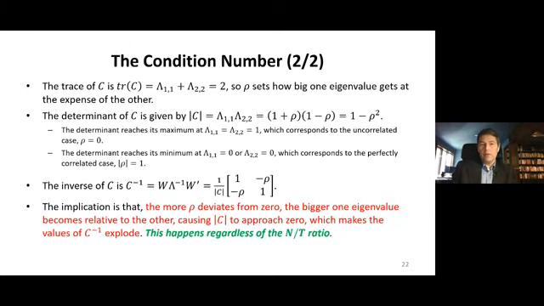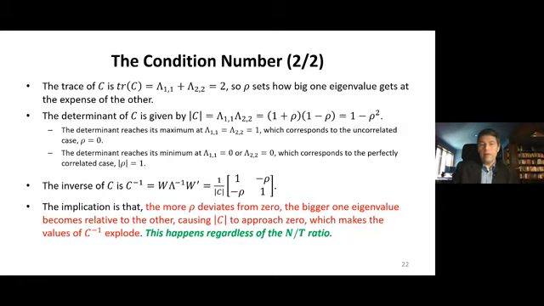Now, as you know, the trace of the correlation matrix must be 2, right? The sum of the diagonal elements must be 2, 1 plus 1. But it also must be equal to the sum of the eigenvalues. So we know for sure that lambda 1 plus lambda 2 must be equal to 2. This means that when we have one eigenvalue that grows, it can only grow at the expense of the other eigenvalue becoming small, right?